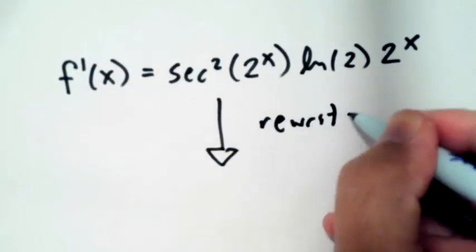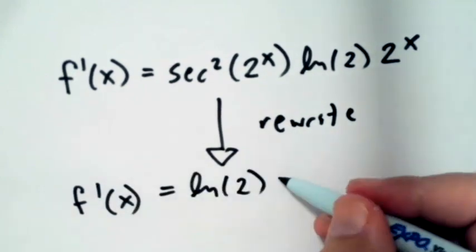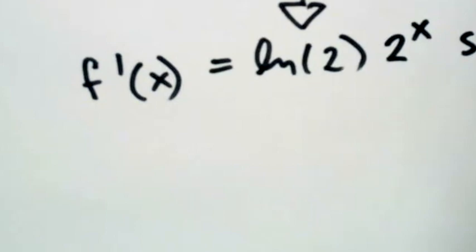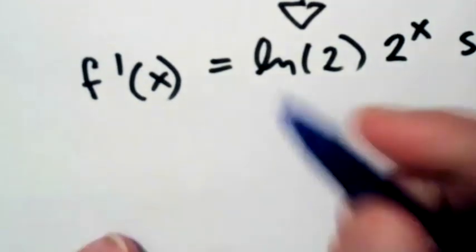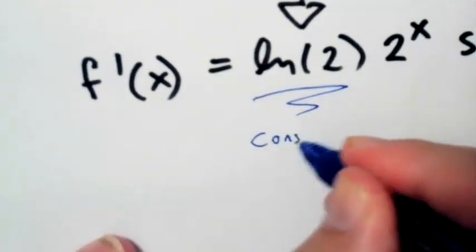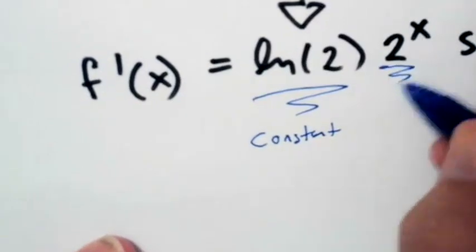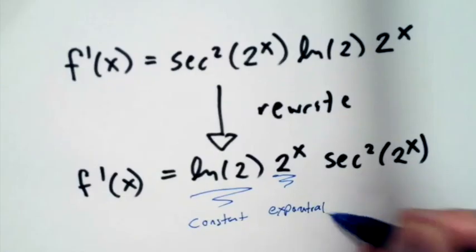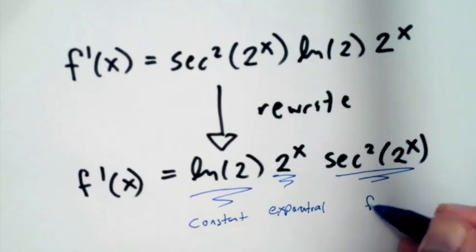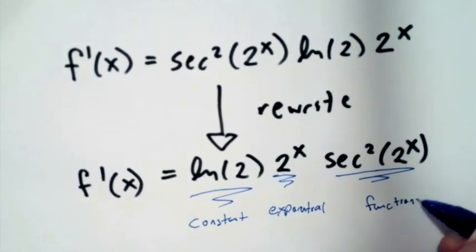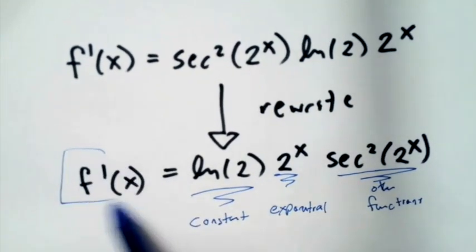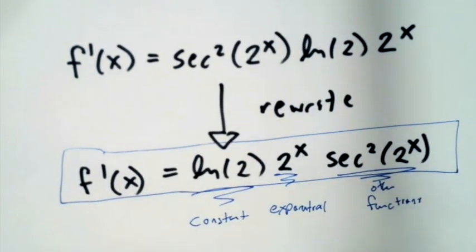While this answer is correct, we would usually rewrite it in a different way to avoid confusion. When we have a function with multiple pieces multiplied like this, it is more common to put constants in front, followed by power or exponential functions, followed by functions like trig functions that have parentheses around an argument. In this example, it would be more common to rewrite this function as natural log of 2 times 2 to the x times secant squared of 2 to the x. This has the advantage that there is less potential confusion about parentheses.